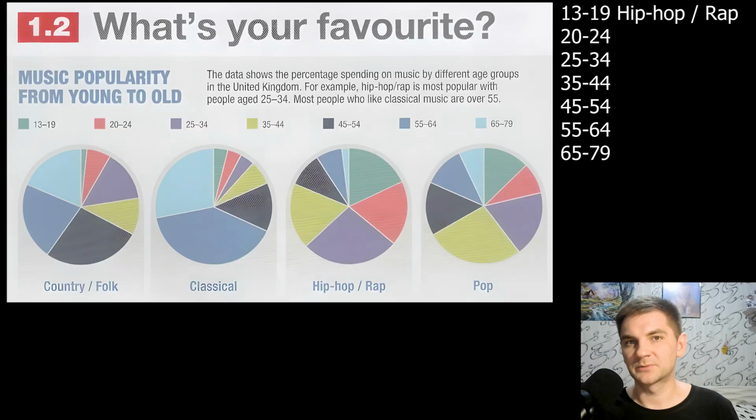Now, let's work with it. Look, when I disappear, you will see this infographic and different age groups. Try to write their most popular type of music. For example, age group 1, from 13 to 19, hip-hop rap. Age group 2, from 20 to 24, and then continue this list. Then you will see the answer and you can check yourself.